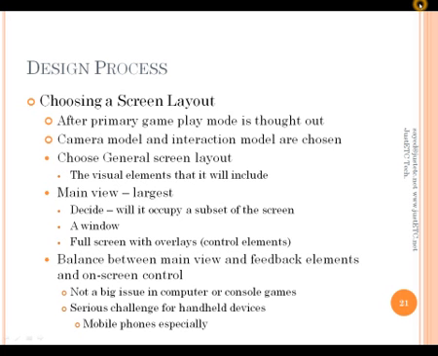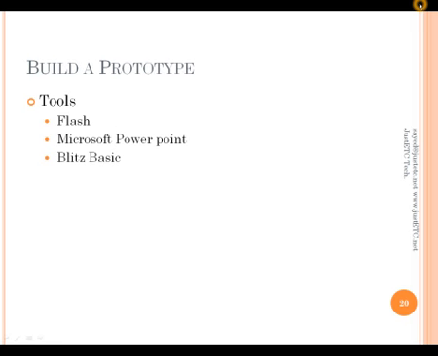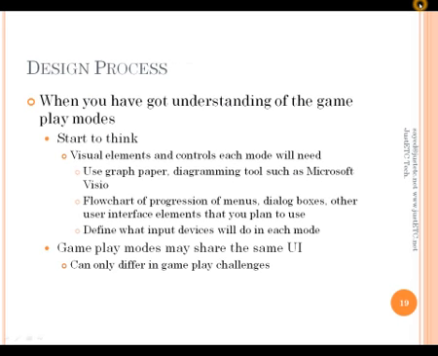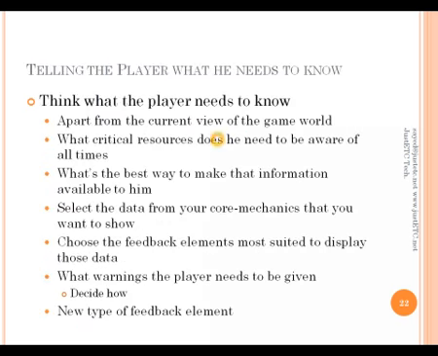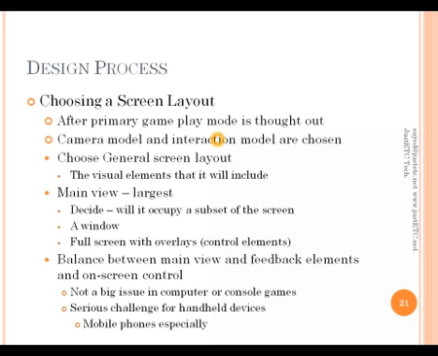Now, when you are done with defining your gameplay modes and also maybe doing a basic thinking about the user interface elements, just like the visual elements as we have discussed here, you can start thinking about choosing a general screen layout for your game. When you're done with the primary gameplay mode, if it is thought out and you have defined the camera model for your game and also the interaction model for your game, you can choose some general screen layout.